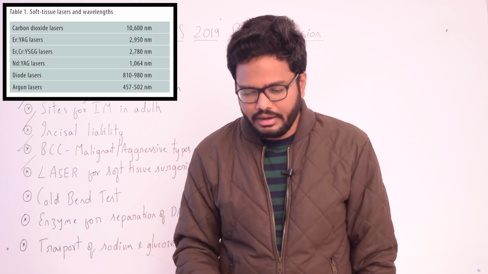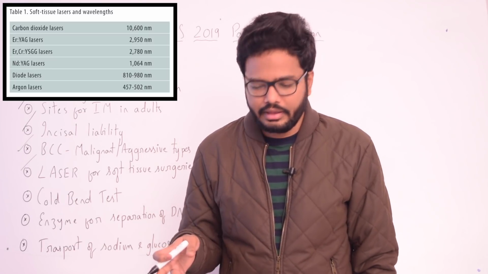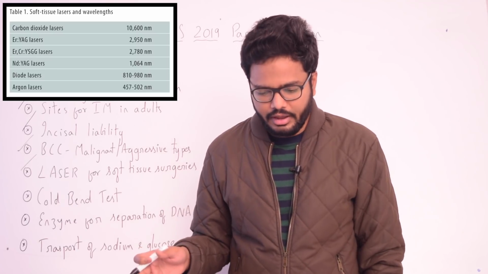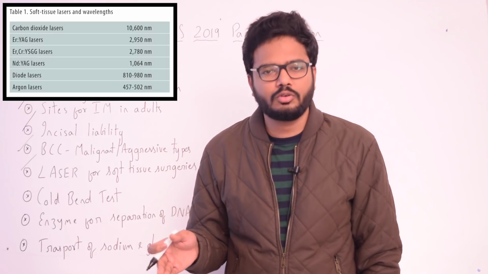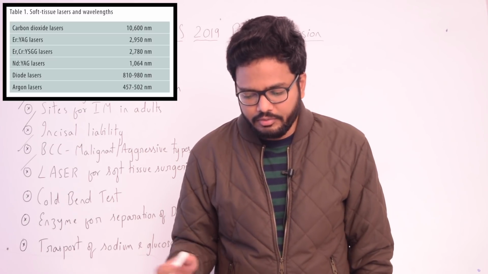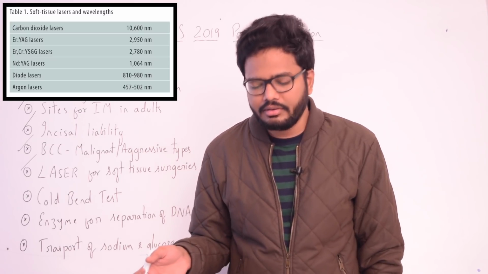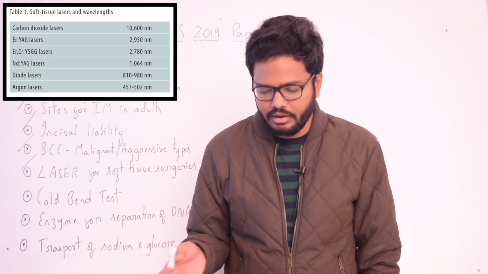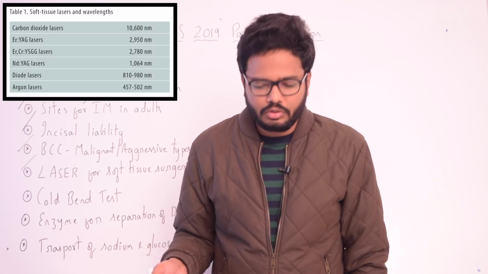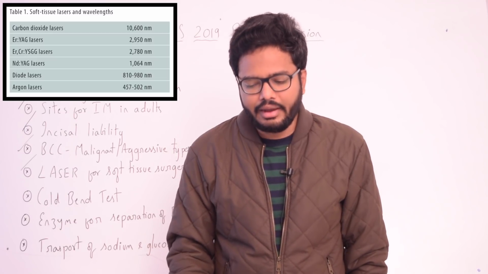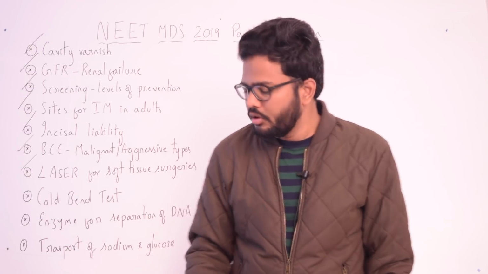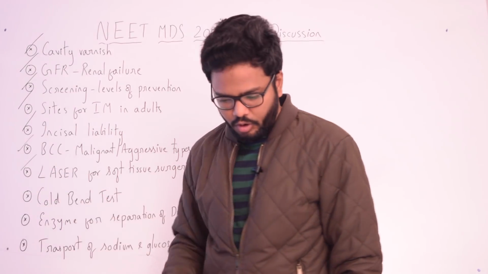So carbon dioxide lasers, also you can see the wavelength, 10,600 nanometers. Erbium YAG lasers 2,950 nanometers, erbium chromium YSGG 2,780 nanometers. Nd:YAG lasers 1064 nanometers, diode lasers 810 to 980 nanometers, and argon lasers 457 to 502 nanometers wavelength. So these are various soft tissue lasers and their corresponding wavelengths, right? Now, moving on to the next topic.